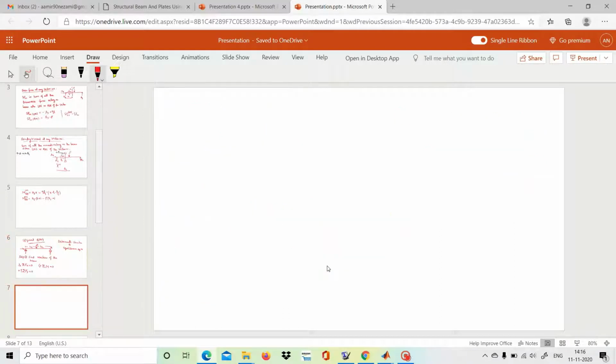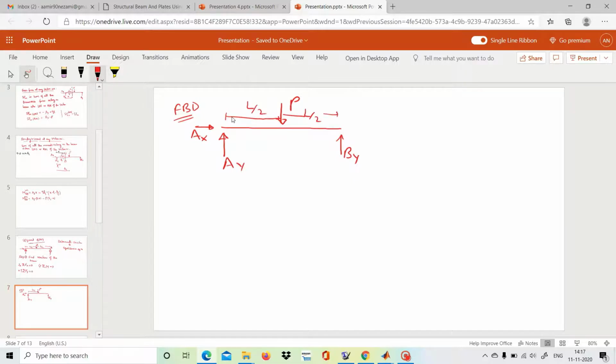So in the next, we will make the free body diagram. AY, AX and BY, and this is a force P acting at a distance L by 2, and also here L by 2, and total length is L.